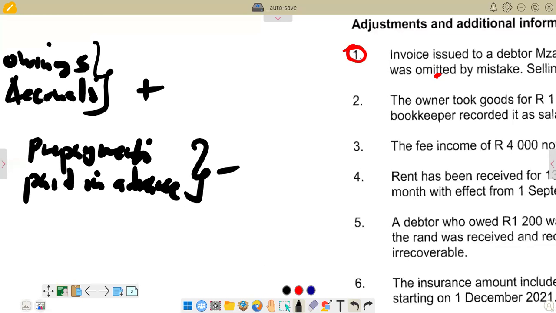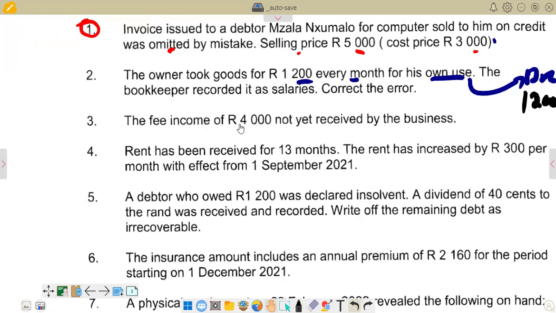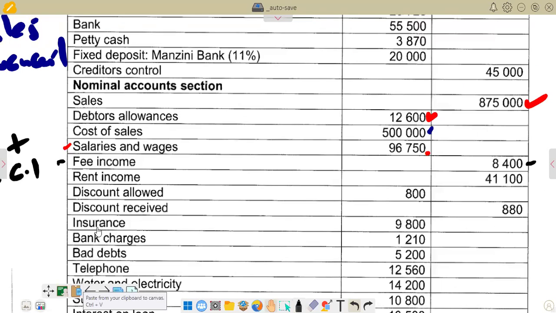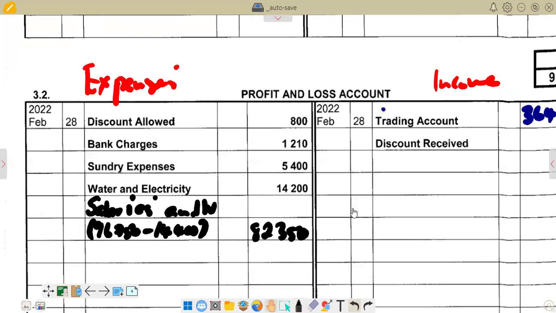So this is what we have. This 4,000, basically what we are going to do, we are going to add it to the figure for fee income that we are given. So we can just go back to check the figure for fee income that we have. Here, fee income, we have got 8,400. So we are going to add the 4,000 that we have for an accrual. So we go there. On the credit side, there we have got fee income.